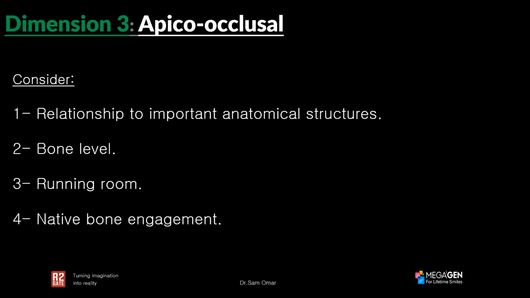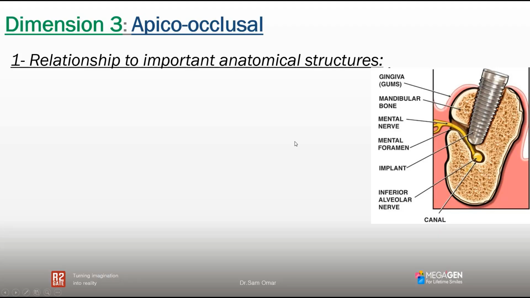Dimension number 3 will be apico-occlusal. In the apico-occlusal dimension, we have to consider number 1, the relationship to important anatomical structures, bone level, running room, and native bone engagement. We'll start with the relationship to important anatomical structures.